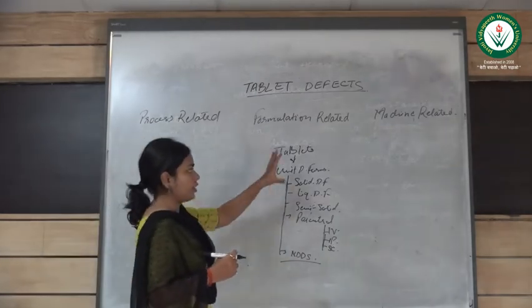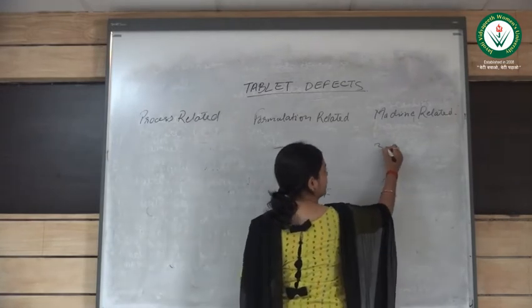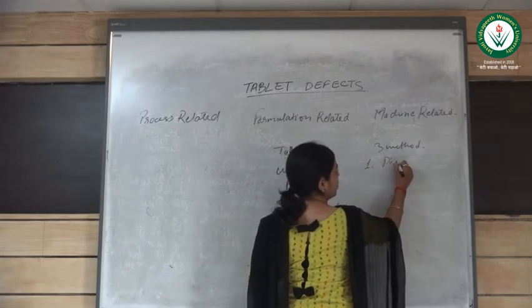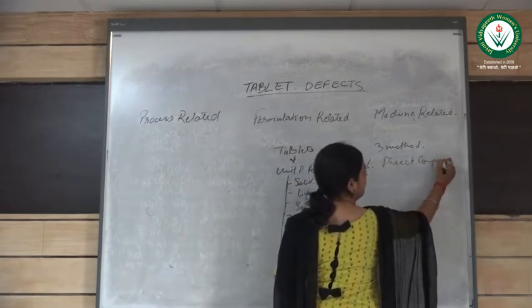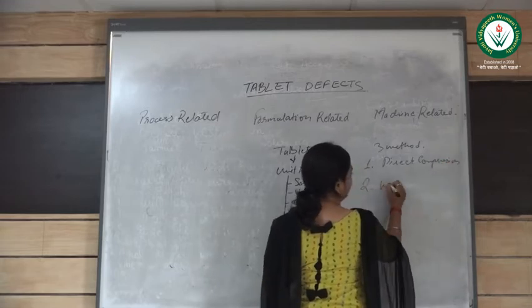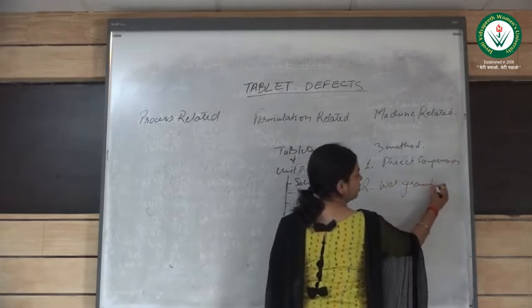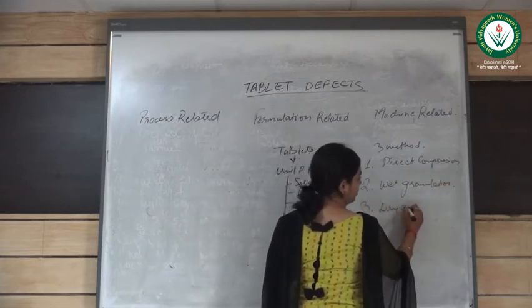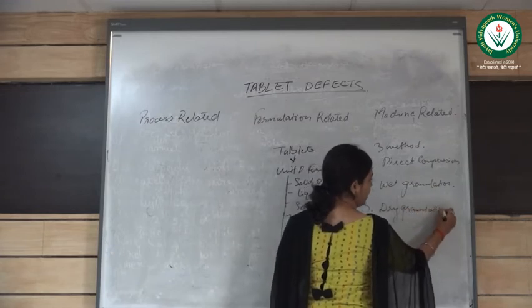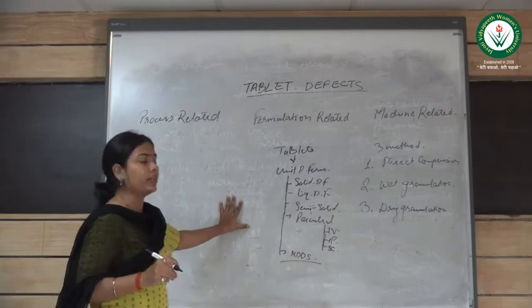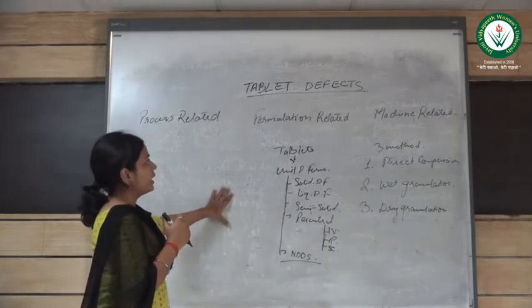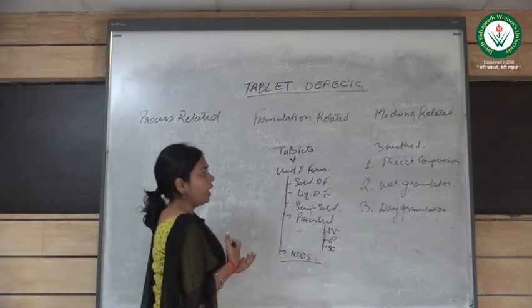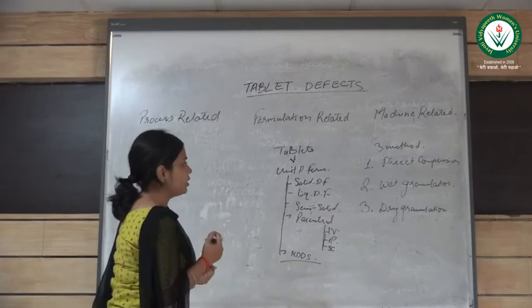In manufacturing tablets, there are three methods that are generally used. The very first is direct compression. Second is wet granulation. Third is the dry granulation method. As we are formulating a certain dosage form, there are certain defects that need to be considered so that we can troubleshoot our process to avoid these particular defects.